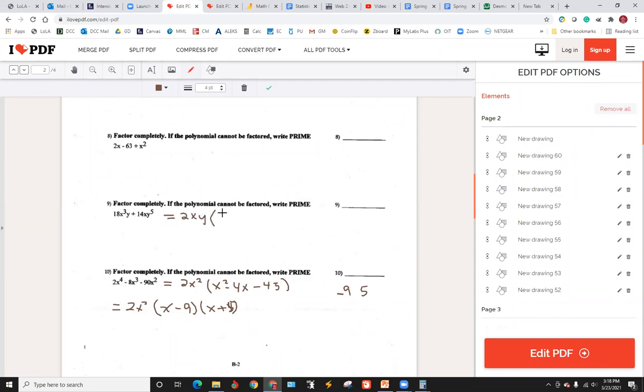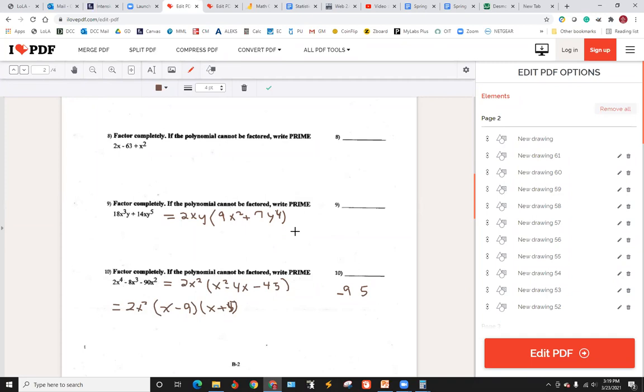So then that's going to be 9x squared plus 7y to the 4th. And this cannot be factored any further. If you've got 2 terms and there's a plus sign in between, that's a good indication that you can't factor it any further. And I'm sure we're going to see another one on that.